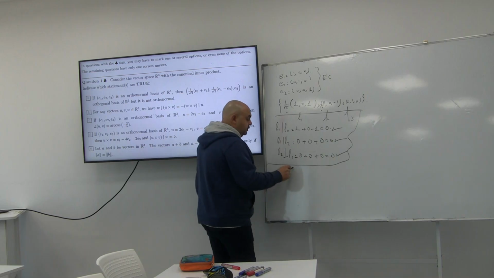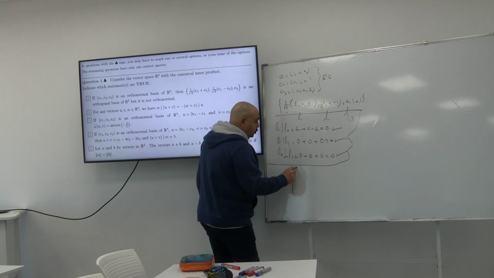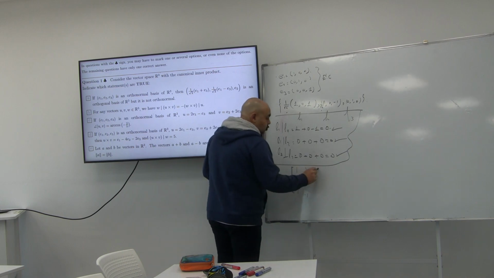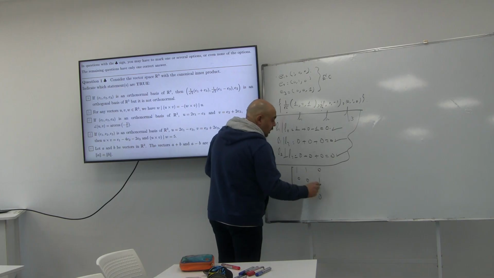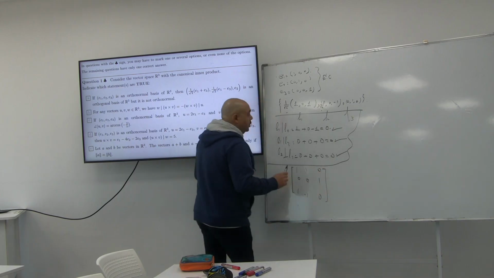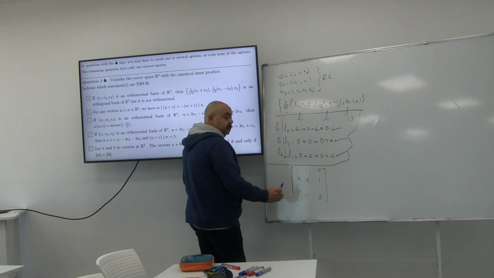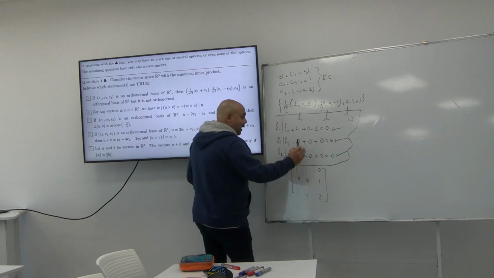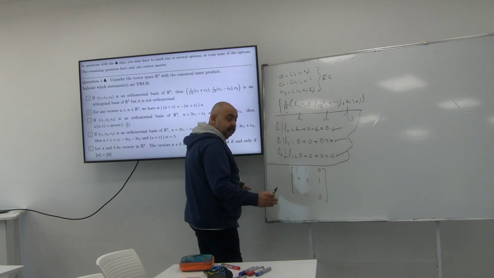In order to check that, I will go through 1, 0, 1, then 1, 0, and negative 1, and the last one is 0, 1, and 0. Of course, remark that the first vector is divided by root 2, the second is divided by root 2, and the third one is divided by 1.